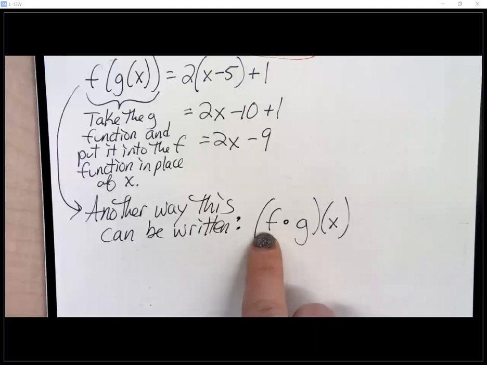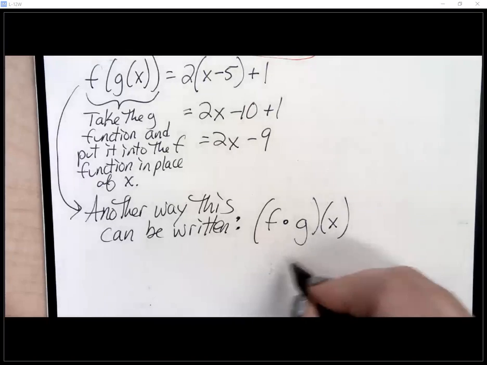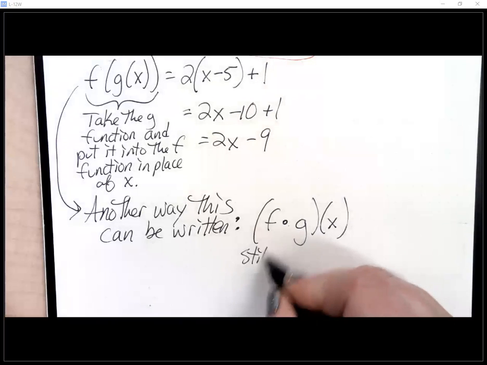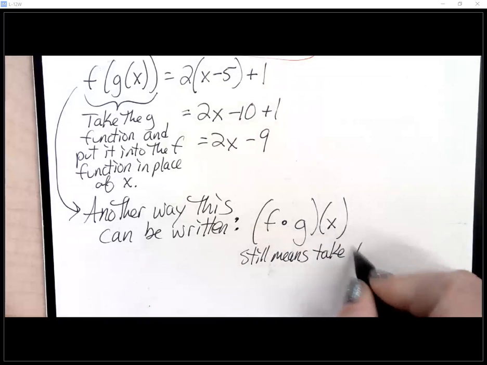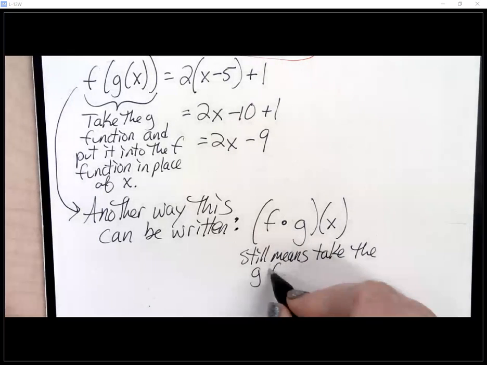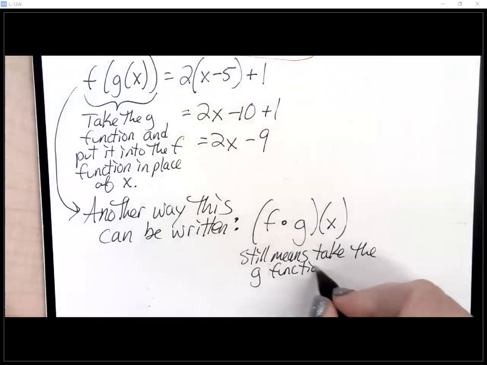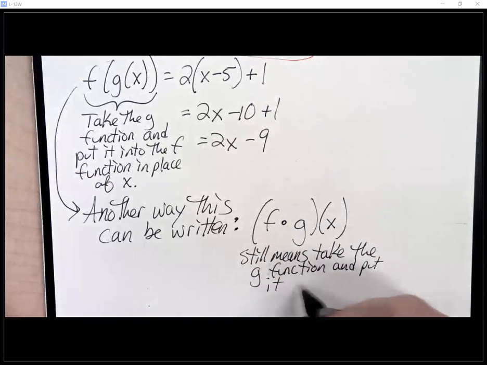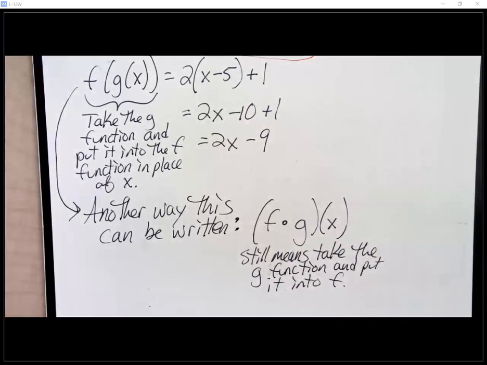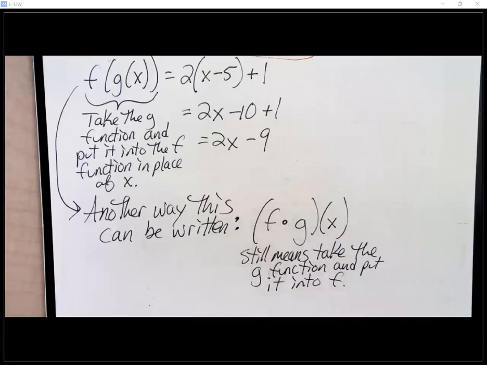So it still means take the G function and put it into F. The order matters. So if I had G of F, I would do the opposite. Whatever is closest to the X, that's the one you're starting with. You're going to take that one and put it into that one. Whatever it is.